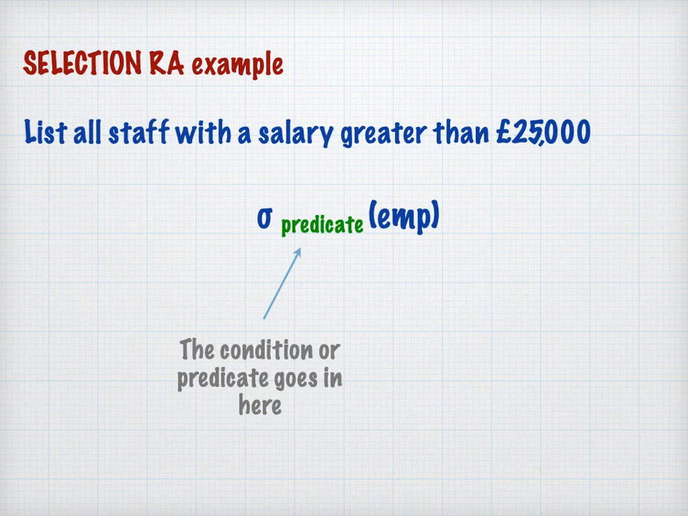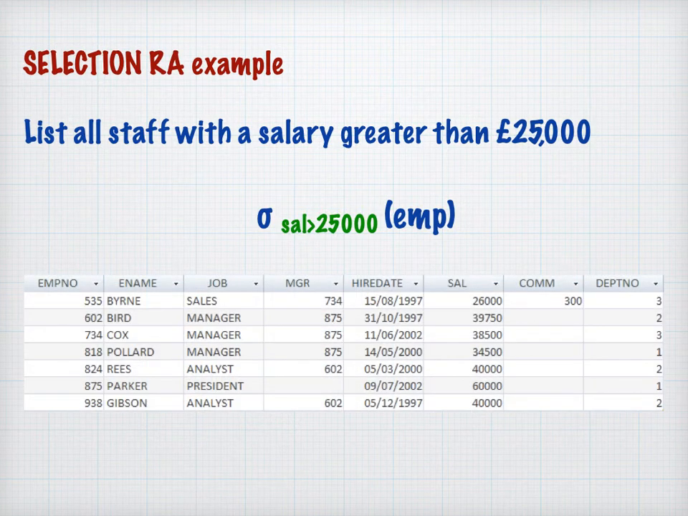Here we're looking at staff where the salary is greater than 25,000. So what we do is, in that space there, we write the condition or the predicate. We're interested in the sal column, and specifically in rows where salary is greater than 25,000. So we write that down like that. And if we could run that against the database, we would get our result set back, and it would look like that.